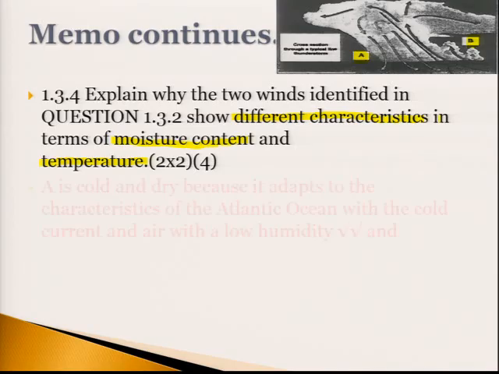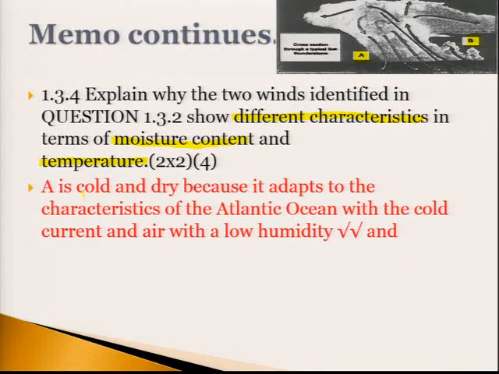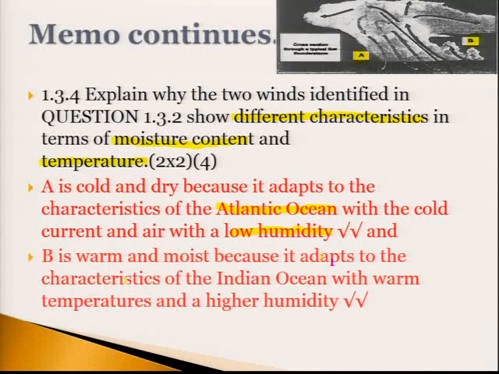Now we must differentiate the properties. We say A is cold and dry, because it adapts its characteristics from, very important, the Atlantic Ocean, with cold current air with less moisture or low humidity. Our candidate will get 2 marks. Learners will also explain B: B is warm and moist, because it adapts its characteristics from the Indian Ocean, with warm temperatures and high humidity or moisture content.